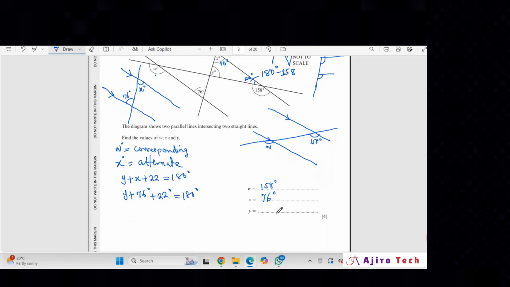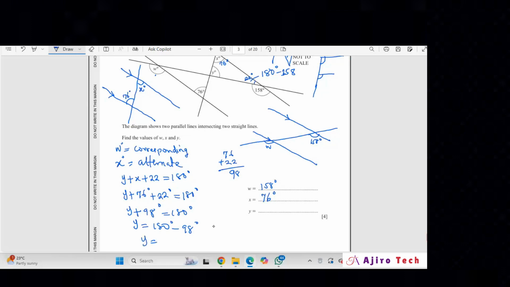So from here now, I'm going to have Y is equal to 180 minus 76 minus 22. Let's add it together first so that it will be easy for us. If you do 76 plus 22, this is 8, this is 9. Now it's Y plus 98 equals 180. So Y now is going to give us 180 minus 98 degrees.